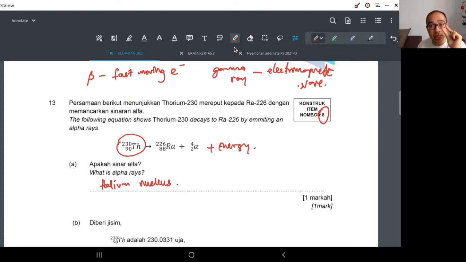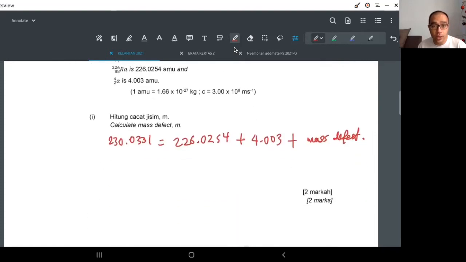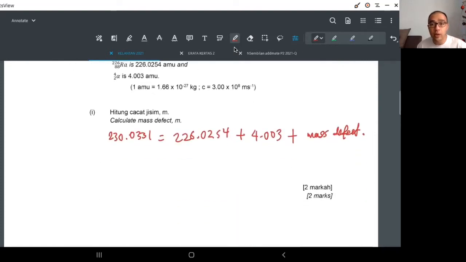There is a small loss of mass. So when you calculate this, you find that actually there is a difference between the left side and the right side. So 230.0331 minus 226.0254 minus 4.003. You will get the mass defect as 4.7 times 10 to the power negative 3 AMU. But you need to change it to kg.